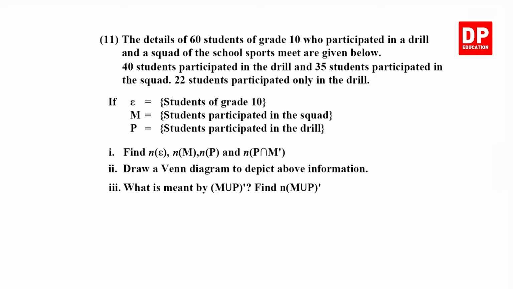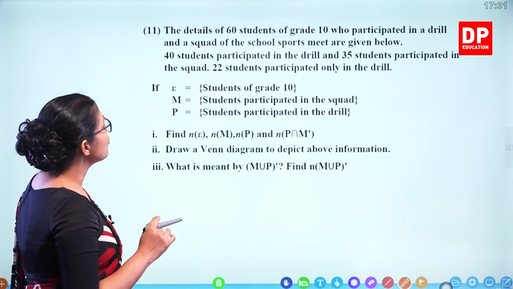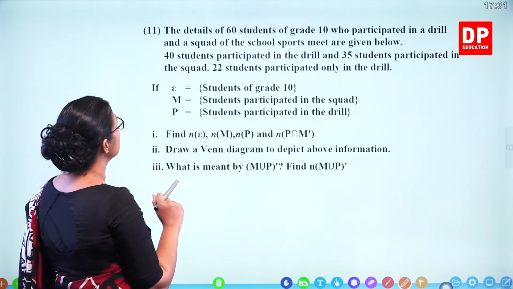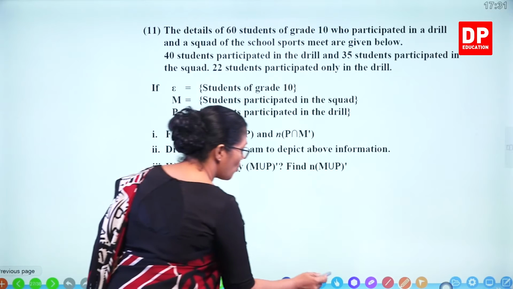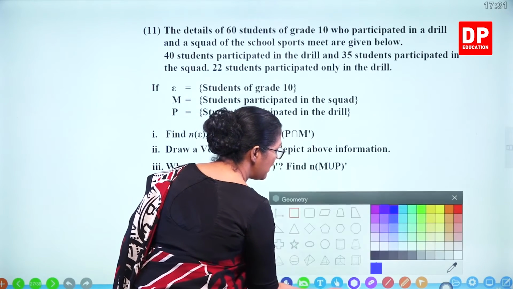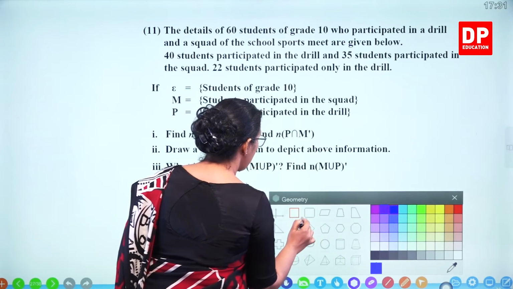Now we'll do the 11th question. The details of 60 students of grade 10 who participated in a drill and a squad of the school sports meet are given below. 40 students participated in the drill and 35 students participated in the squad. 22 students participated only in the drill. So you are asked to mark these and find out the answer. So we'll try to draw the diagram first. How do you draw the diagram? First you need a rectangle.